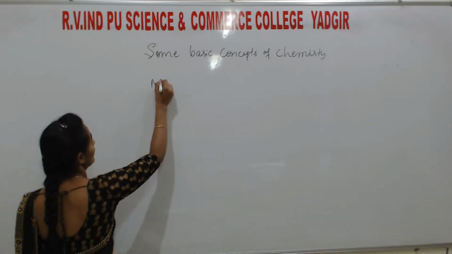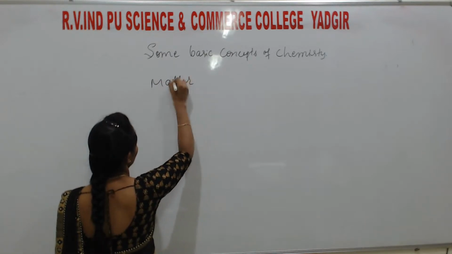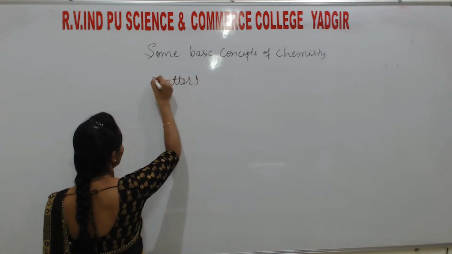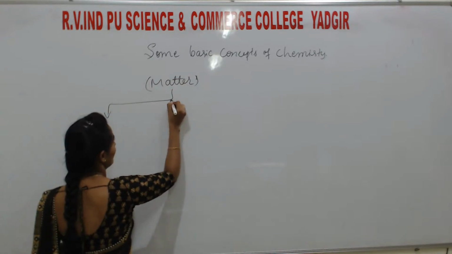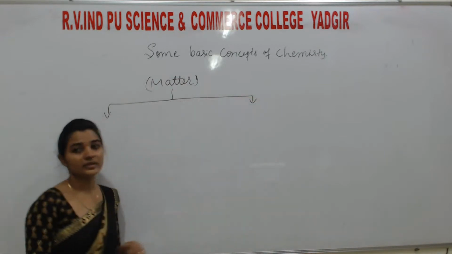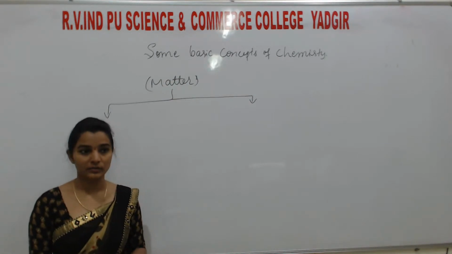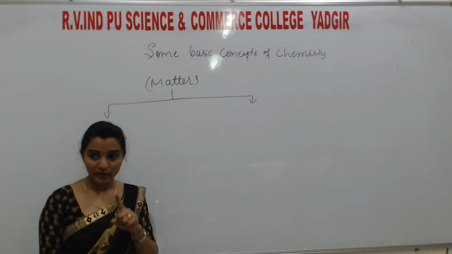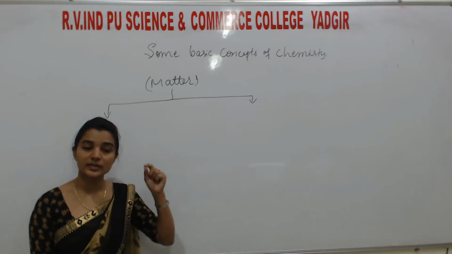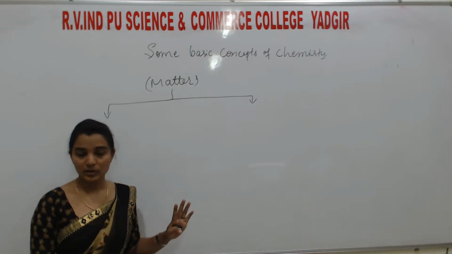What is matter? Matter is a substance which has mass and occupies space. Correct? Matter is a substance which has its own mass and occupies some space.